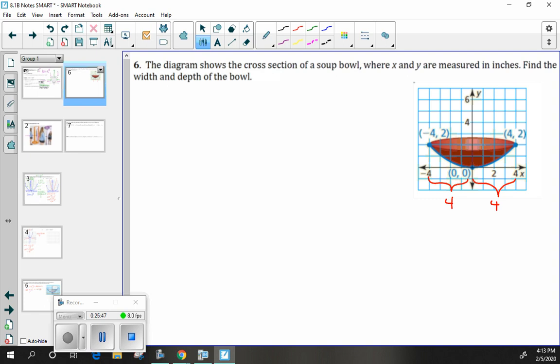Another way we can look at that is to take our new minus our previous. Our new is 4, and our previous is -4. And as we all know, when we subtract a negative number from a positive number, it becomes positive, and we get an 8. So our width of the bowl is 8 inches.